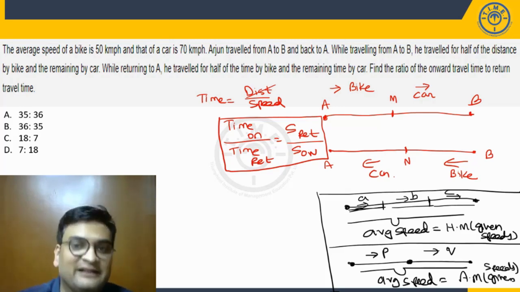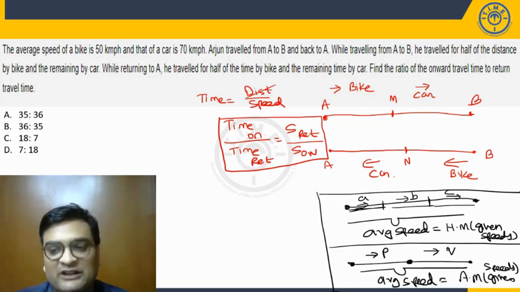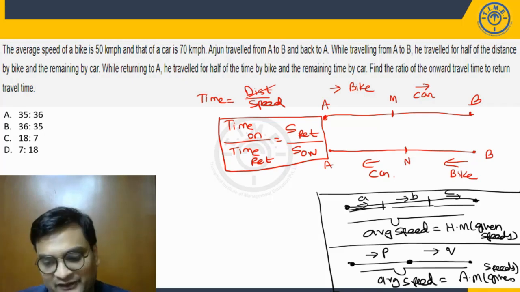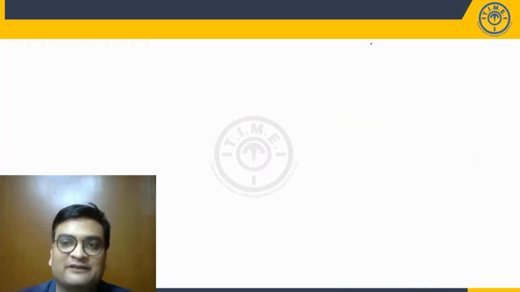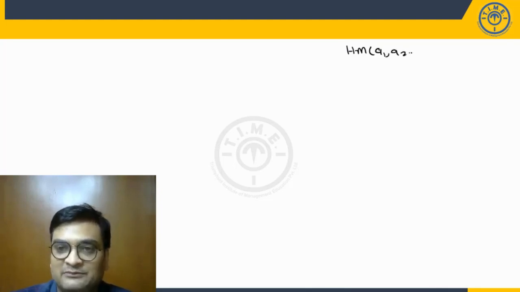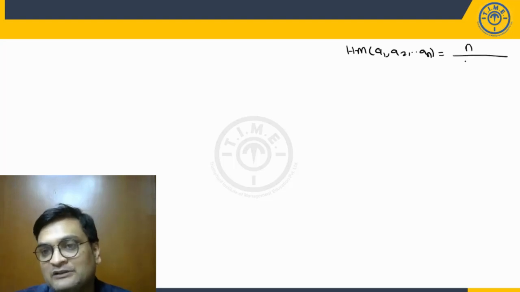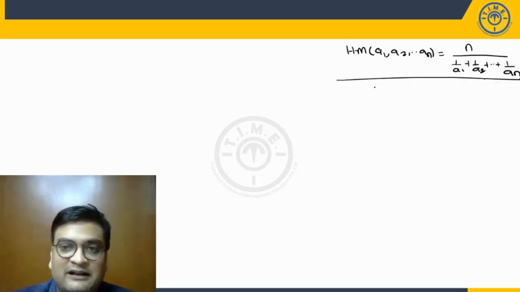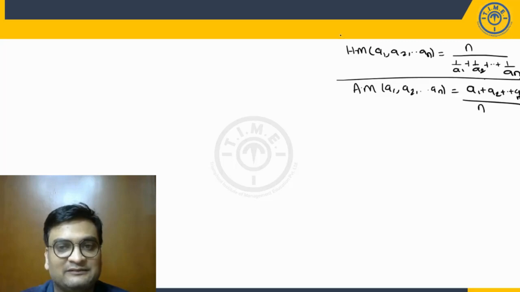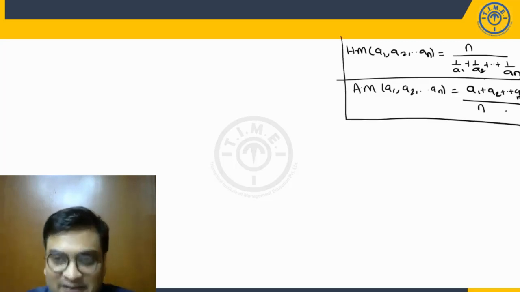Now this is something that can be easily derived also, why we get harmonic mean and why we get arithmetic mean, but I would suggest you please make a mental note of this. Now just in case you are not aware, how do we calculate harmonic mean and arithmetic mean? Harmonic mean of n numbers is given as n upon the sum of the reciprocals of all the numbers. Arithmetic mean is pretty straightforward, it's nothing but average: the sum of the numbers a1, a2, up to an, divided by the number of numbers.